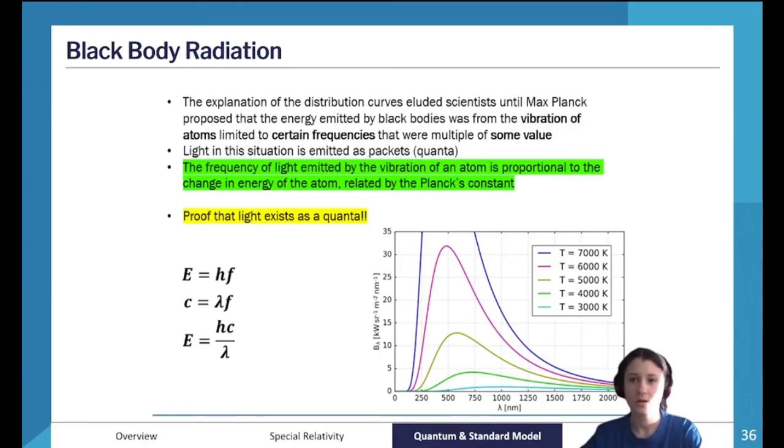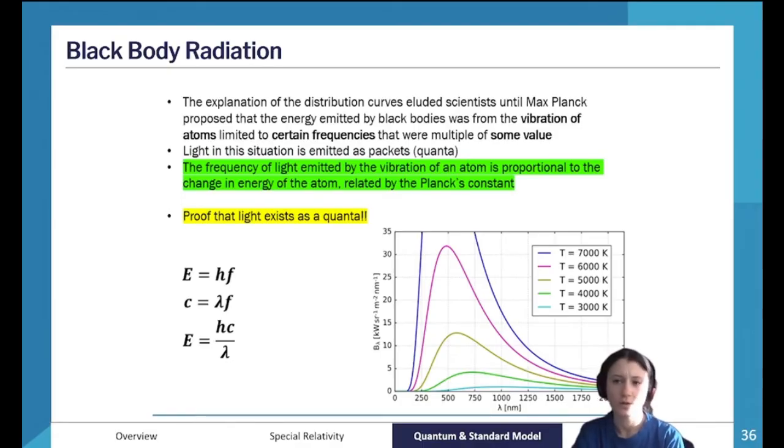The frequency of light emitted by the vibration of an atom is proportional to the change in energy of the atom, related by Planck's constant. So this whole black body experiment proves that light exists as quanta. And we have below a few equations that might be useful for you. So we have E equals hf, c equals the wavelength multiplied by the frequency.